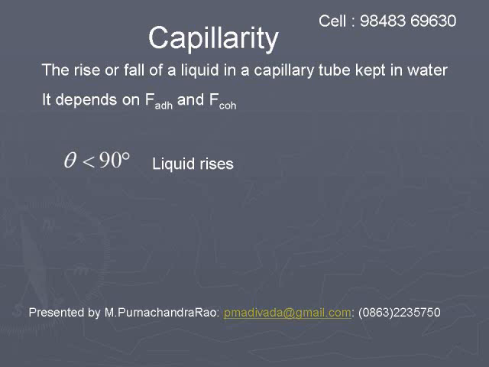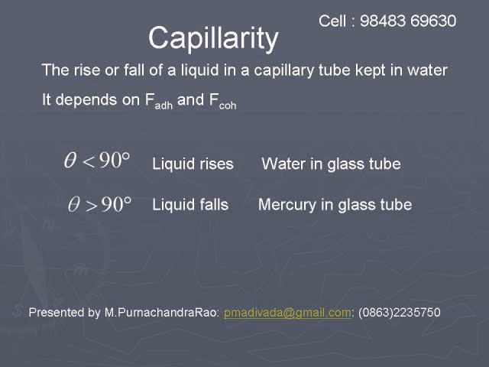When a glass rod is dipped in water, we notice the water column rises inside the capillary tube. So, in general, if angle of contact theta is less than 90, then the liquid rises. For example, water in a glass tube. If angle of contact theta is greater than 90 degrees, then the liquid falls. Example is a glass tube dipped in mercury.